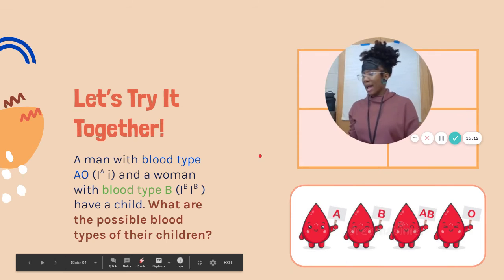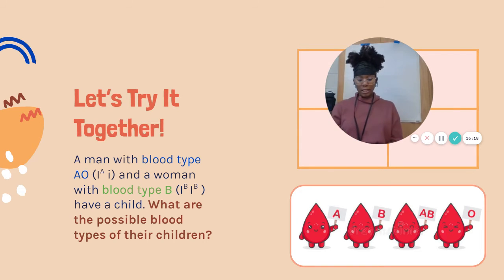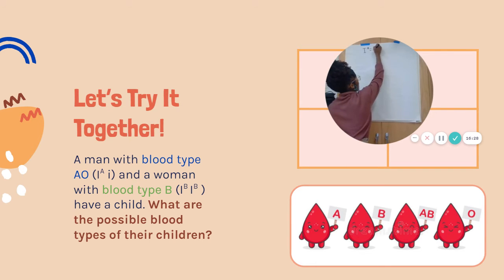All right, so we have a man with blood type AO and a woman with blood type B. What are the possible blood types of their children? Let's go ahead and write out our blood types. We have IA, which gives you an A, IB, which gives you a B, and the little i, which gives you an O. Cool. Let's do our Punnett square.